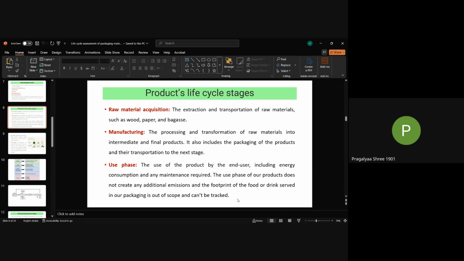The use phase of products does not create any additional emissions because we are just going to consume or use the product. And the footprint of the food or drink served in our packaging is out of scope and cannot be tracked. So we are not bothered about the food contained in a packaging material. We are bothered about the packaging material only. The use phase does not involve the product contained in the packaging, and it is mainly based on the packaging material only.